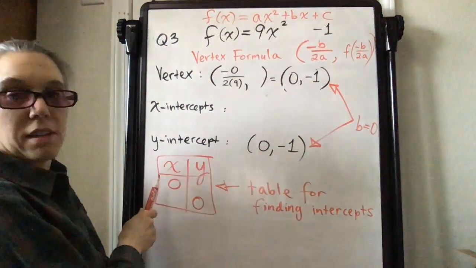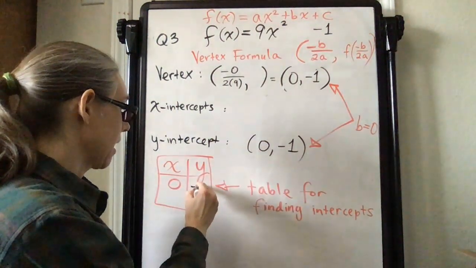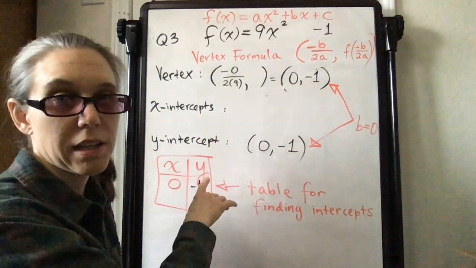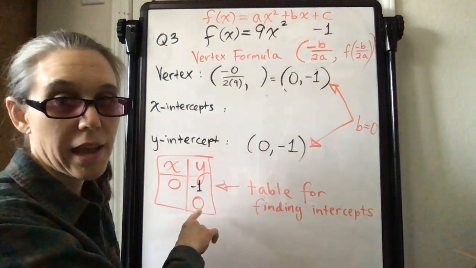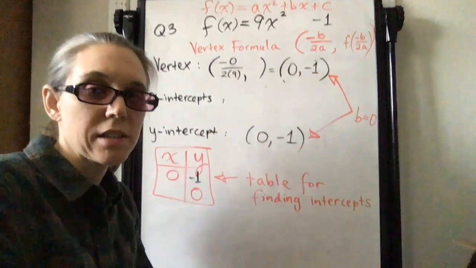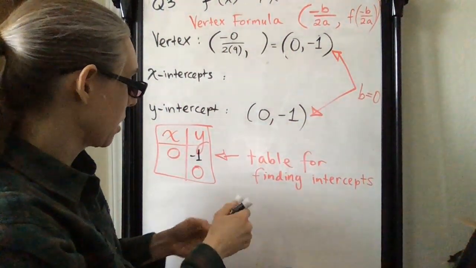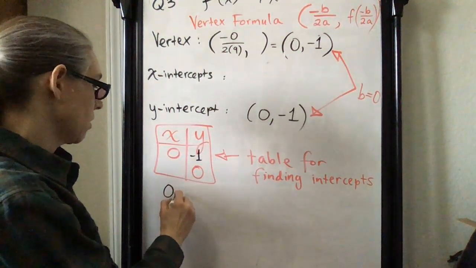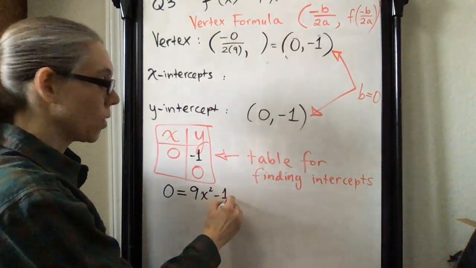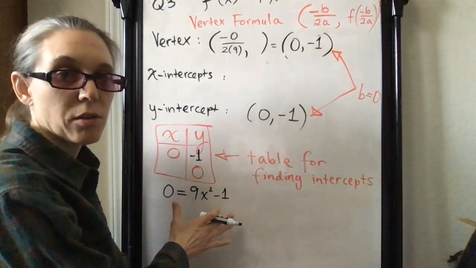We've already plugged in 0 for x, and we ended up with negative 1 for y. And now you can plug in 0 for y and figure out what the x value is. If you plug in 0 for y, your equation becomes 0 equals 9x squared minus 1. And we solve this equation using the square root property.